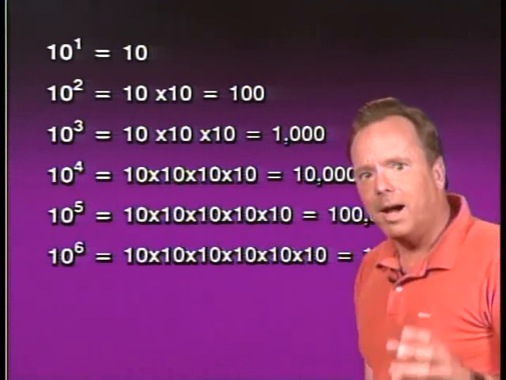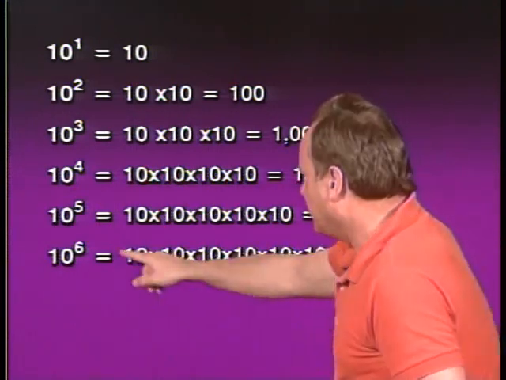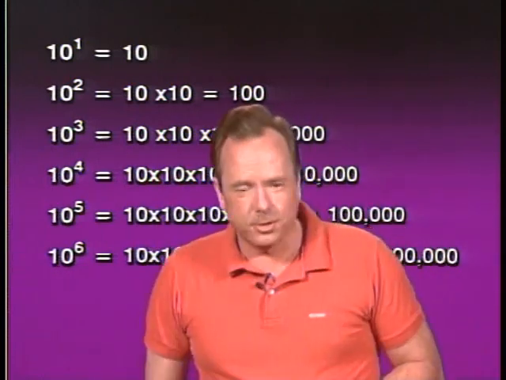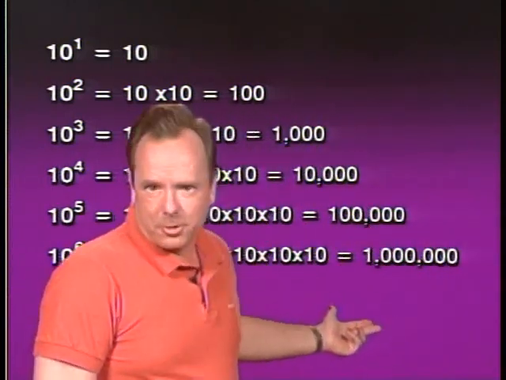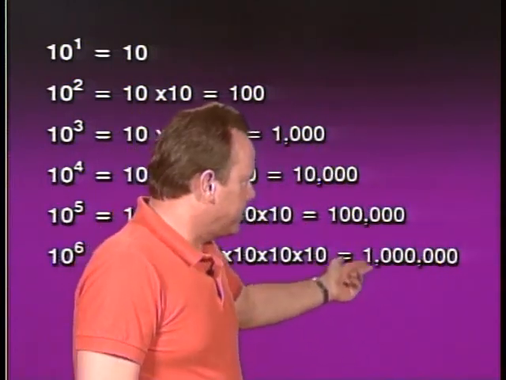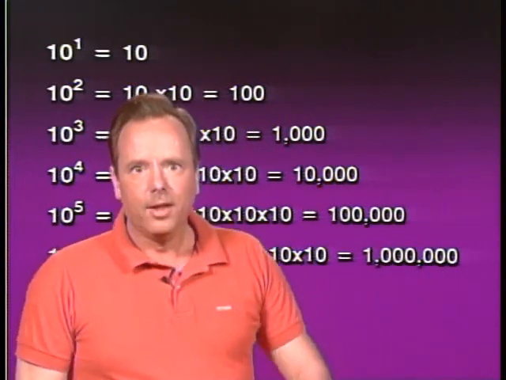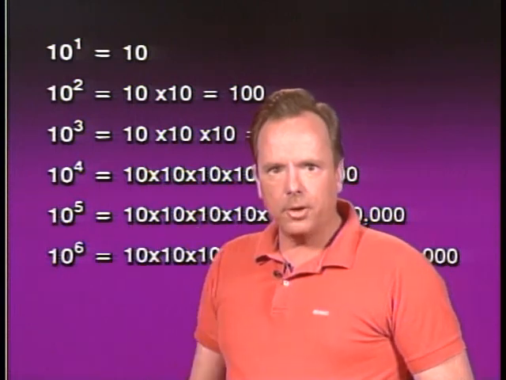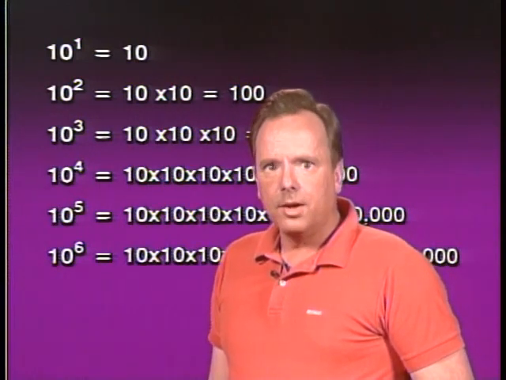And the last one, my favorite number, is 10 to the sixth power, and obviously we got 6 tens here. And how many zeros do we have? Well, we know how many zeros are in a million, don't we? 6 zeros, and it's 1 million, 10 to the sixth power. So you can see when you're working with 10 and you increase the power by 1, all you have to do is add zeros. Now let's take a look at 10 to the minus powers.